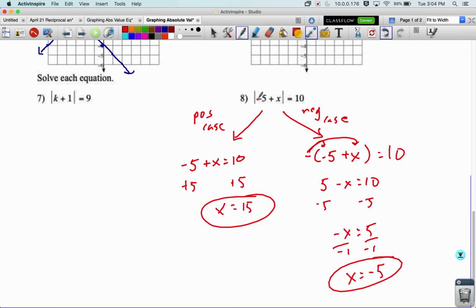Let's just do it out loud. Negative 5 plus 15 is 10. The absolute value of 10 is 10. 10 equals 10. This one checks out. Negative 5 plus negative 5 is negative 10. The absolute value of negative 10 becomes positive 10. 10 equals 10. This one checks out.